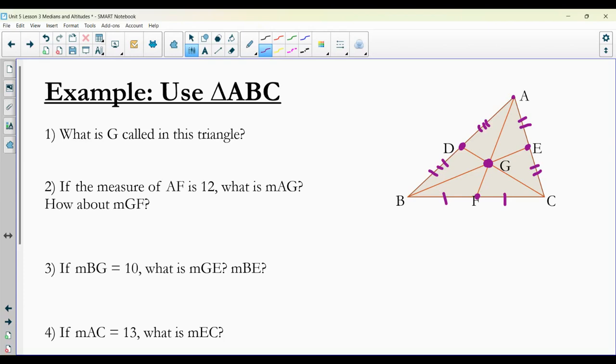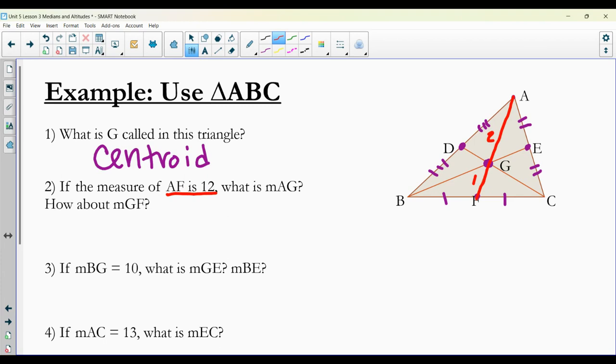We just talked about when all the medians meet, what is that point called? Number 1 is asking what G is called in the triangle. G is called the centroid. Now this is where we're using our 2/3, 1/3 rule. We are given AF, and AF is 12. So from A to F is 12. This is the 1/3 part, and this is the 2/3 part. From F to G is the 1/3 part, and from G to A is the 2/3 part.